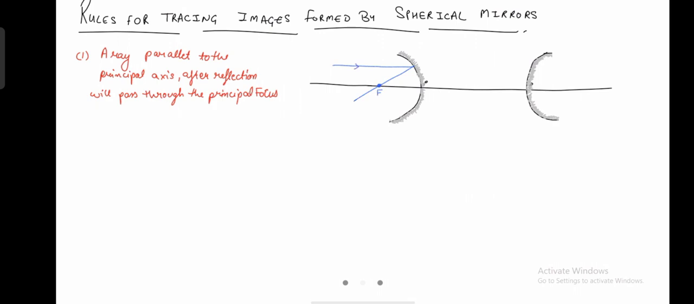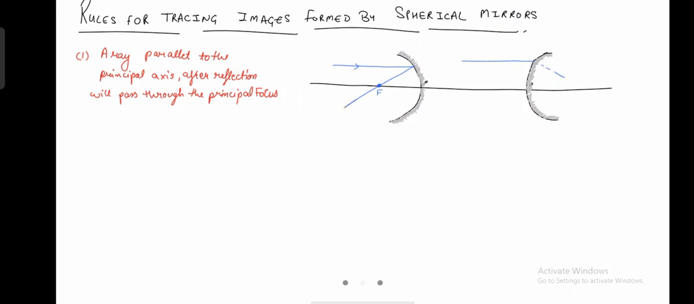This is the principal axis, the black one, and this blue is parallel to the principal axis. In that case, it will be reflected back and it will be passing through the focus. This is the case of the concave. But what happens in the convex one? Let's say the line is again parallel to the principal axis, and again it is going to get reflected back, no problem, but it is not going to pass like this.